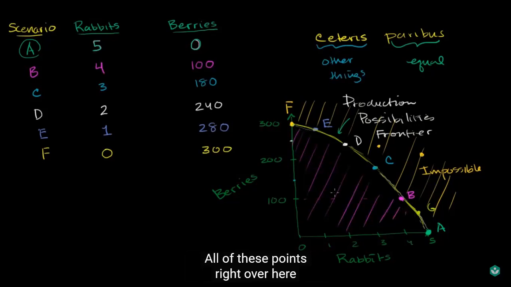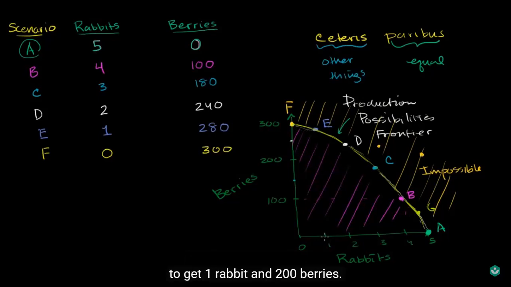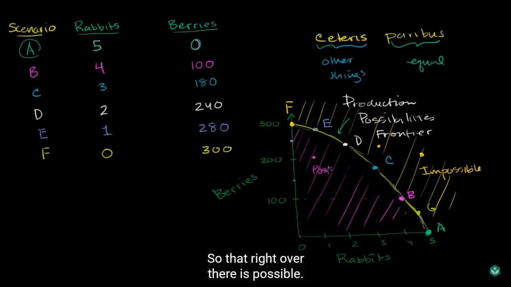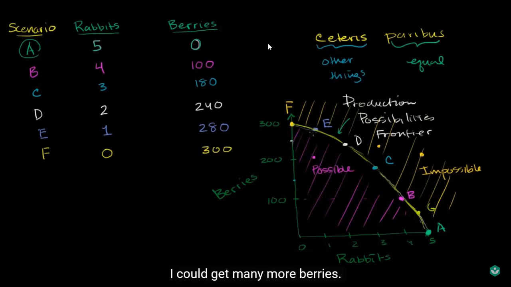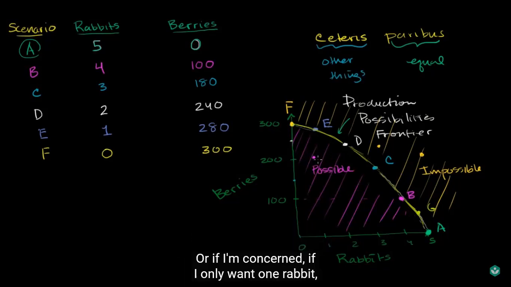For example, it is very easy for me to get one rabbit and 200 berries. So that right over there is possible. Now, is that optimal? No, because if I were to really work properly, I could get many more berries, or I could get more rabbits. If I have 200 berries, I could get more rabbits, or if I only want one rabbit, I can get more berries. So all of the points down here are possible, but they aren't optimal. They are not efficient.